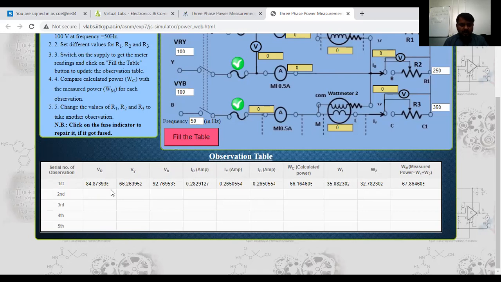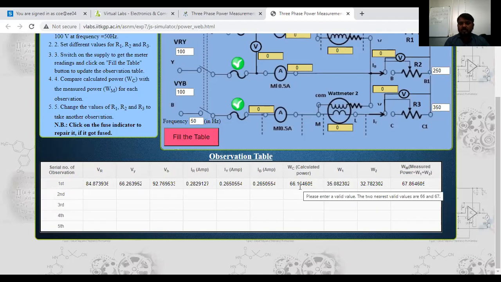We can do that one. Otherwise, you do it. All of you do the calculation. VR into IR equal to how much you will get, calculate that one. Vy into Iy you calculate here. Now Vb into Ib you calculate, and you do addition of all that one. That should be equal to 66.164. You will get that one. Calculated power here. Is it clear? That is the calculated power we are going to call that one.